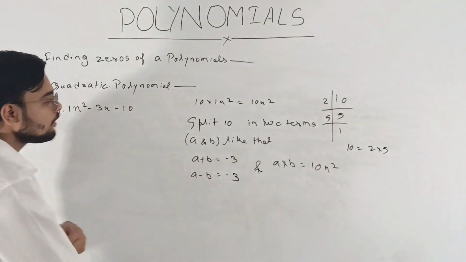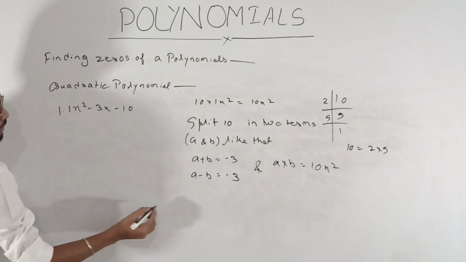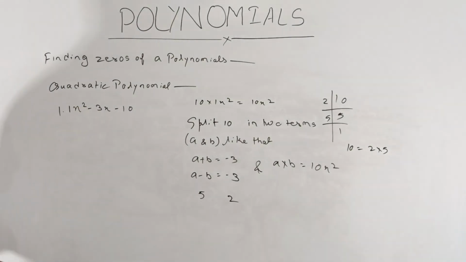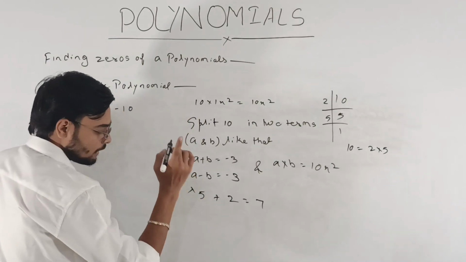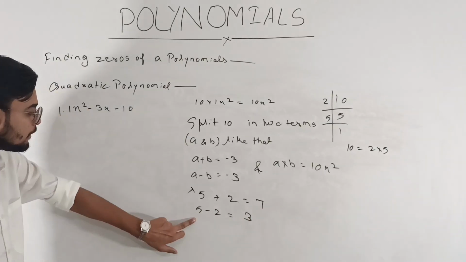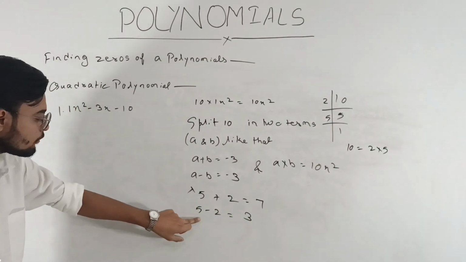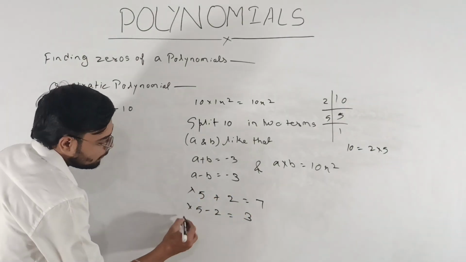Okay, now look, these are my two terms, 5 and 2. Now if we add these two, 5 and 2, we get 7, then we can't perform addition. Now subtract, 5 minus 2, then what we get? 3, but we have to get minus 3. If we subtract 5 minus 2, we get 3, but we require minus 3. That's why we can't perform this.